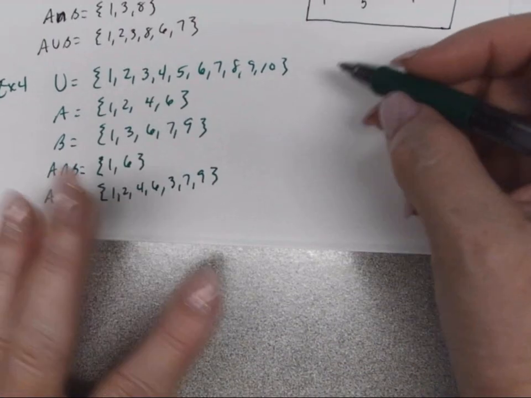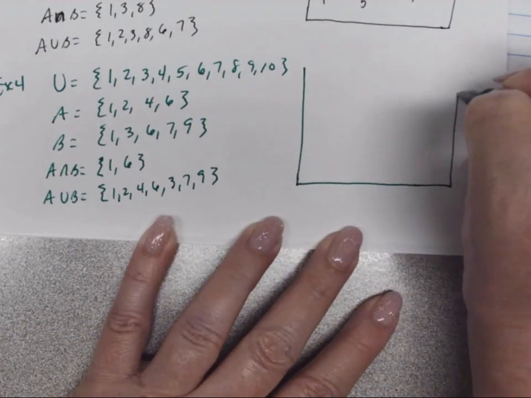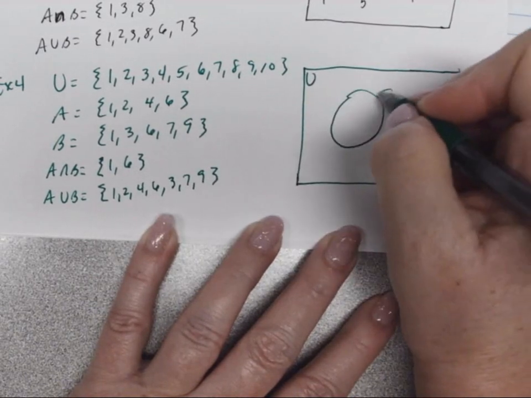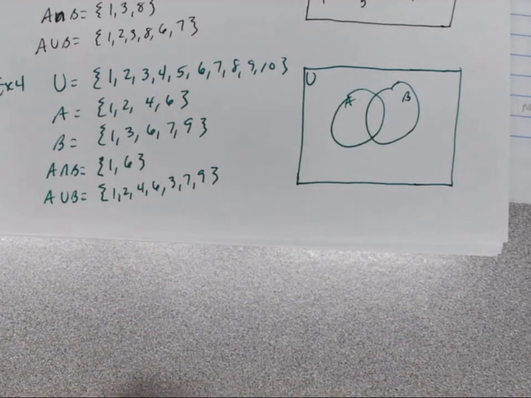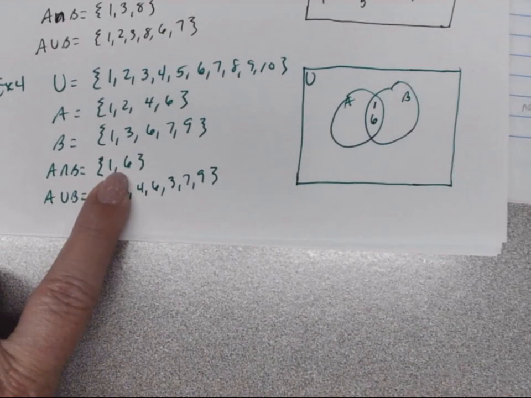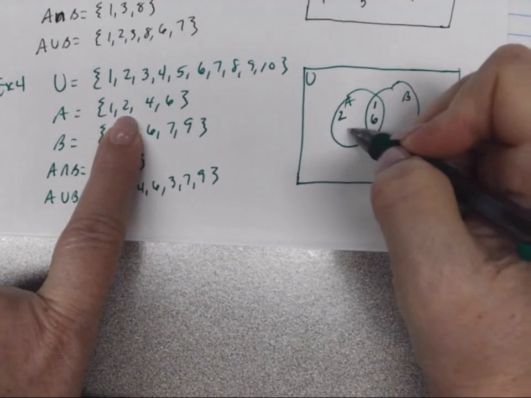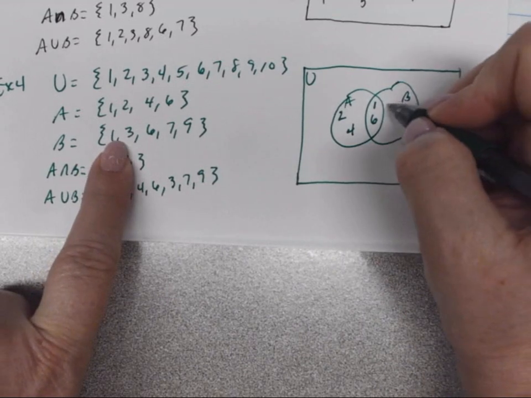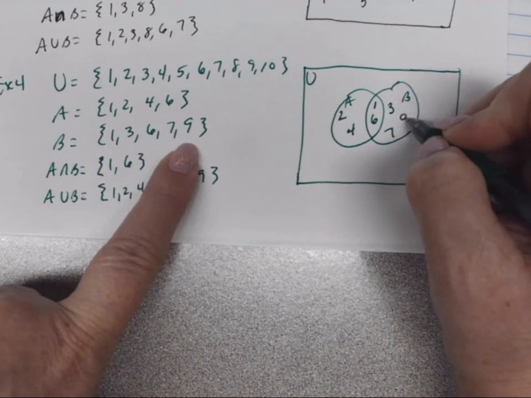And now I'm going to draw my Venn diagram. So I've got my universal set, and I have set A, and I have set B. So A and B, make sure you label them. All right, so what they have in common goes in that middle part where it overlaps. And I go back to set A. I have the 1, but I don't have 2. I don't have 4, but I already have 6. For set B, I have 1, but I don't have 3. I have 6, but I don't have 7, and I don't have 9.